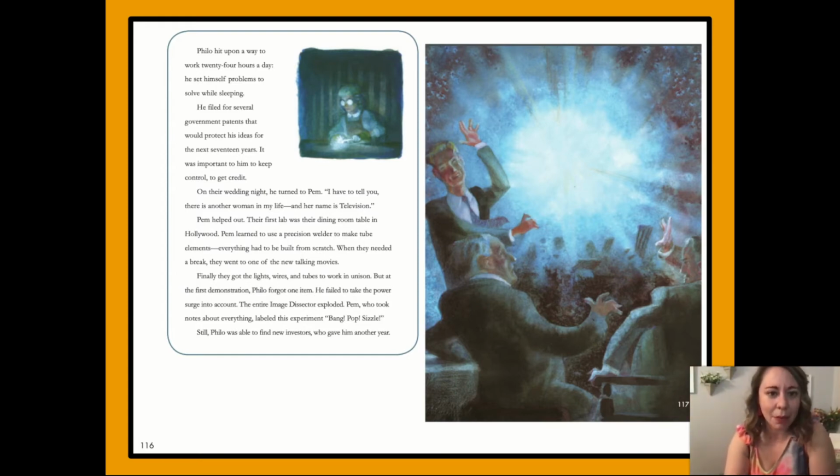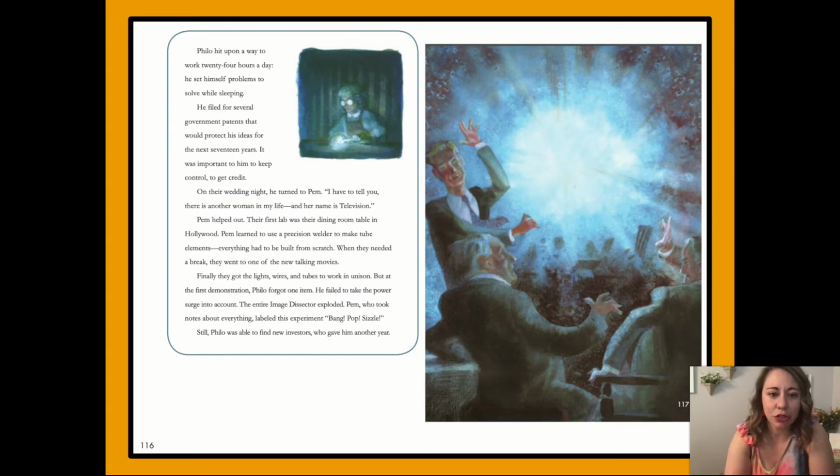Pem helped out. Their first lab was their dining room table in Hollywood. Pem learned to use a precision welder to make tube elements. Everything had to be built from scratch. When they needed a break, they went to the new talking movies. Finally, they got the lights, wires, and tubes to work in unison.